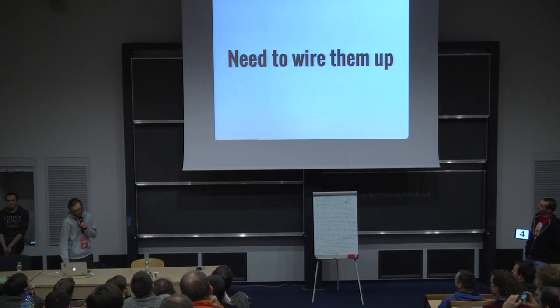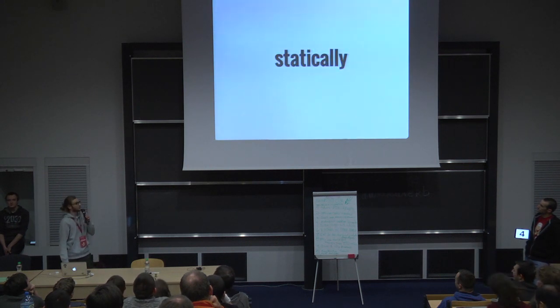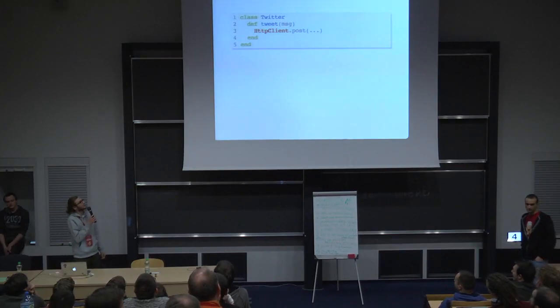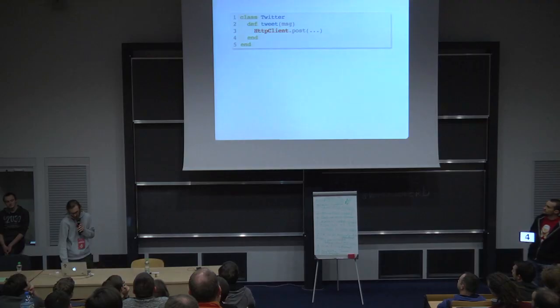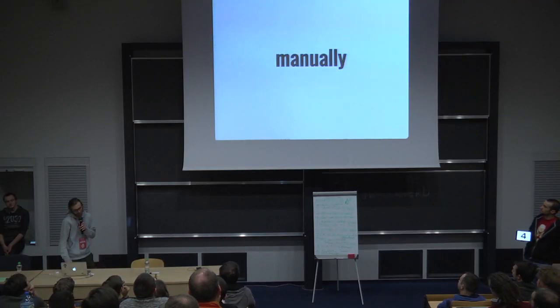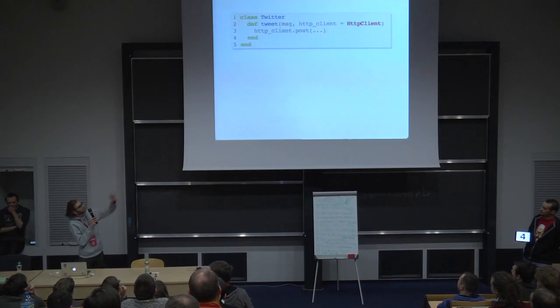The standard way to do that in Ruby is to link them statically. Most people just expose some kind of static interface on the dependencies. So in this example, we have a Twitter class that uses an HTTP client to post messages. We can add those dependencies via method parameters, but here we are still bound to that one constant name, the HTTP client.